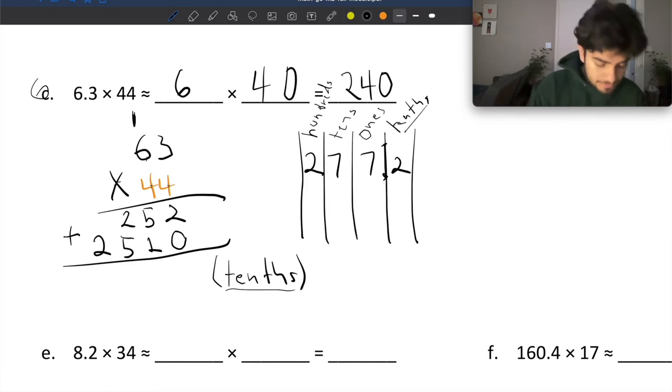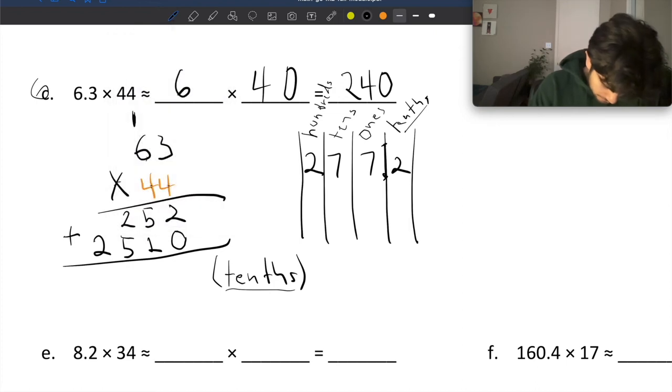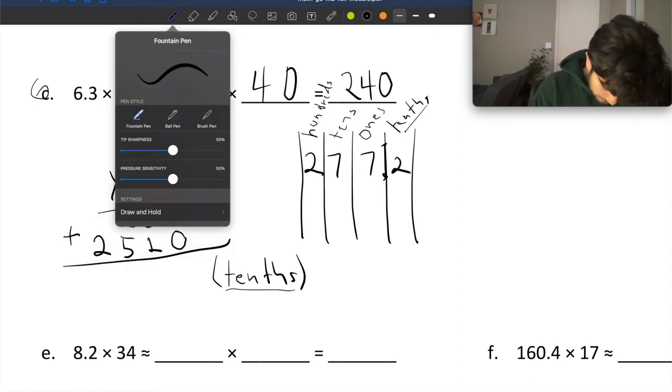Here is the easiest way for me. And this is just a trick that you can use if you find that it helps. So let me put this over here as well.